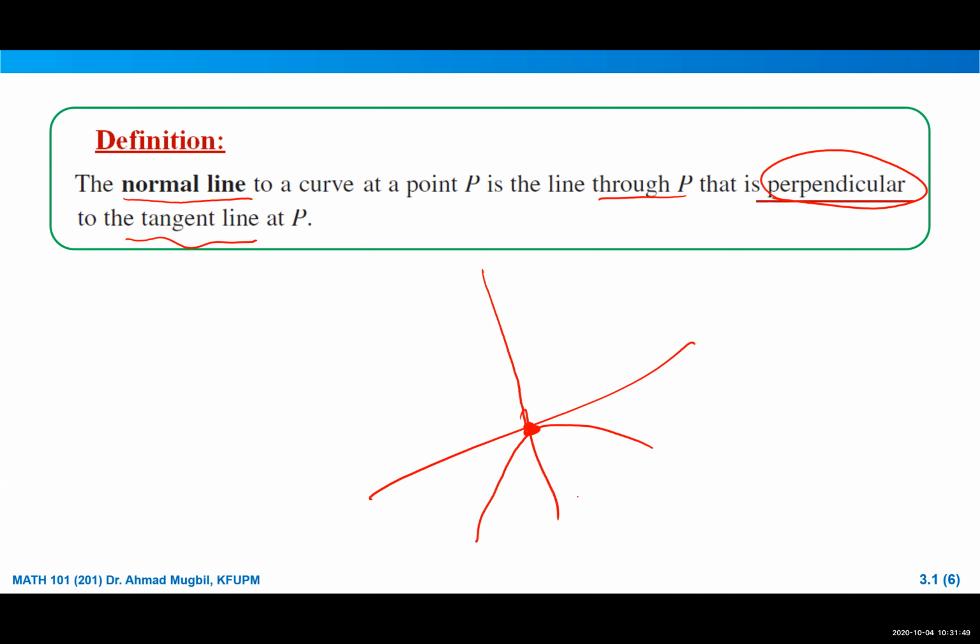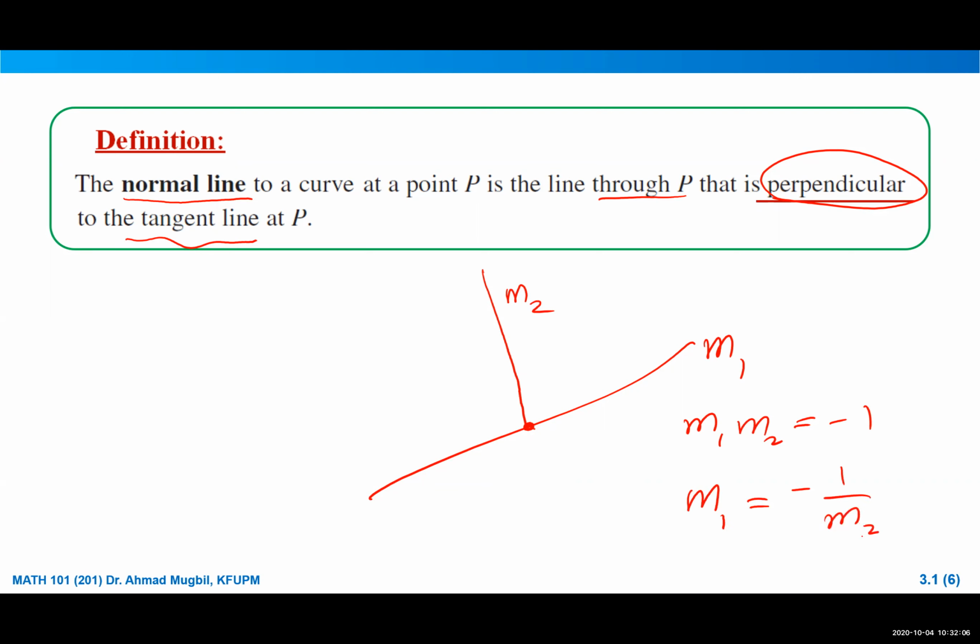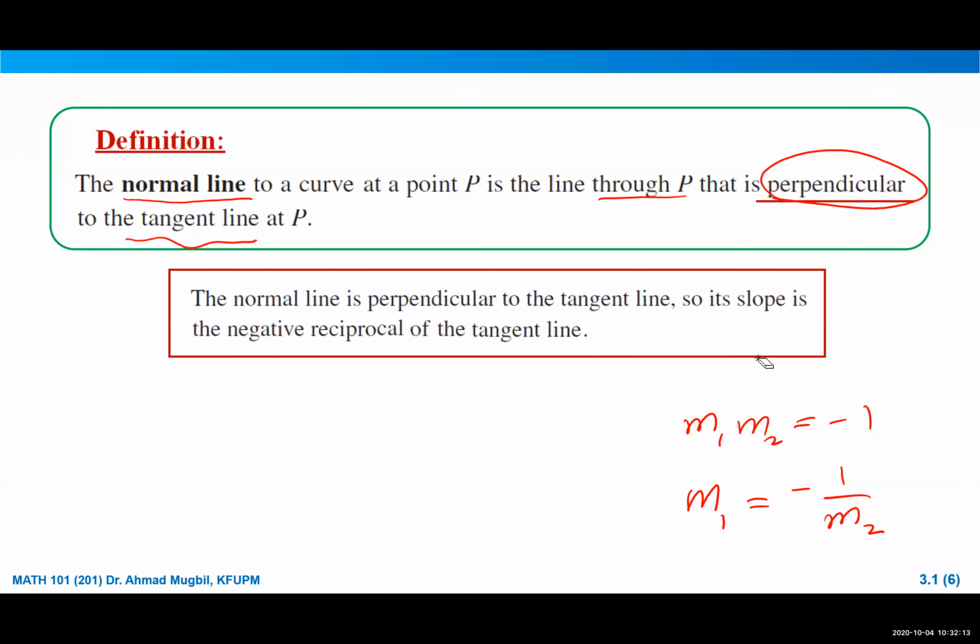Do you remember when you have two perpendicular lines, what is the relationship between their slopes? If the slope of this one is m1 and the slope of this one is m2, what will be the relationship between them? Their product is -1, or in other words, the first one will be the negative reciprocal of the second one. So the slope of the normal line is the negative reciprocal of the slope of the tangent line.